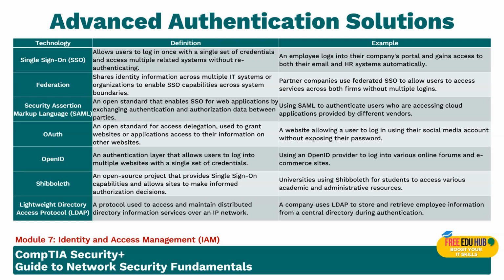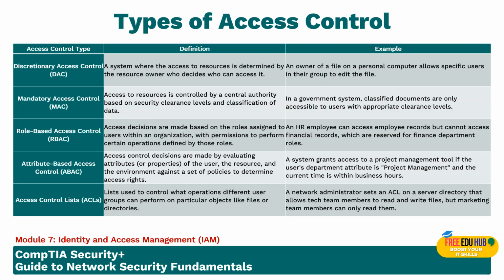Now, a company can use LDAP to store and retrieve the employee information from the central directory during the authentication process, etc. Now we have different levels or types of access controls. We call them DAC, MAC, RBAC, ABAC, or access control lists.